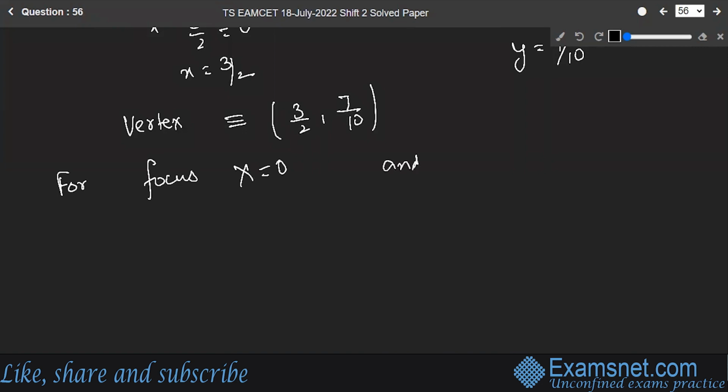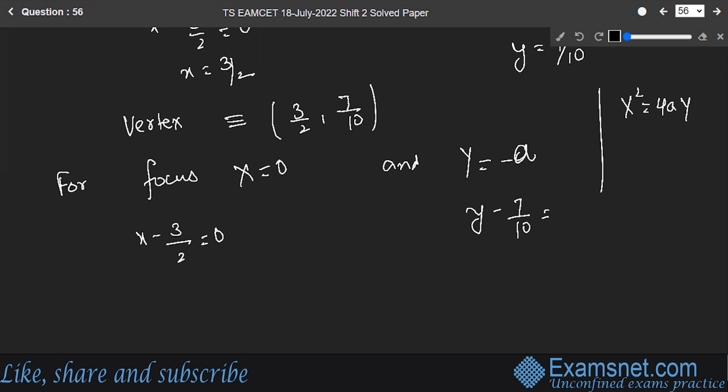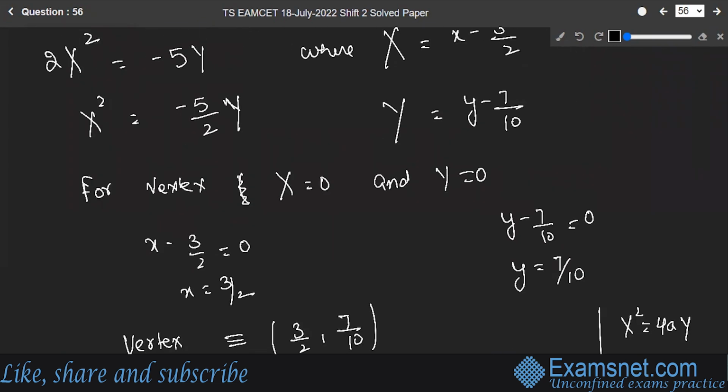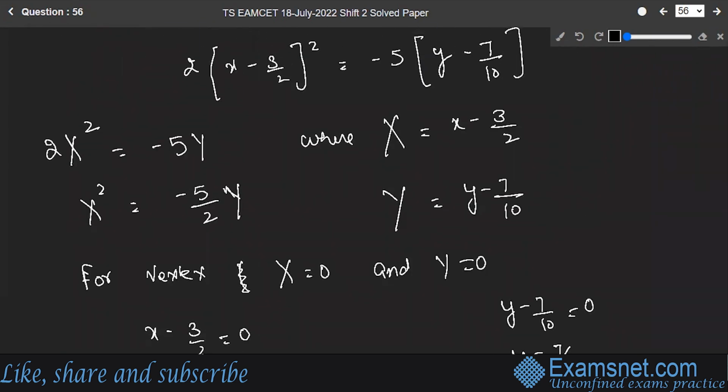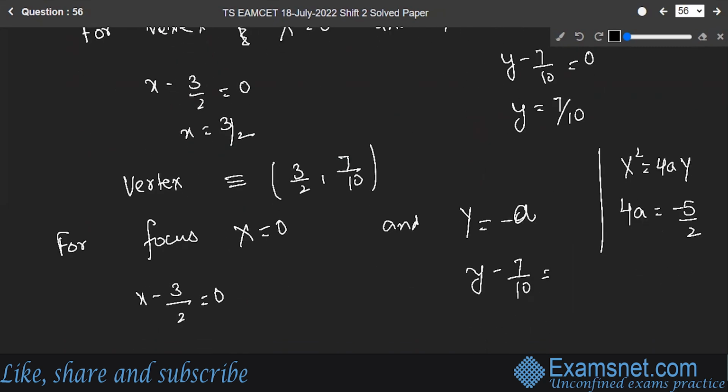Now for focus. X is 0 and Y is equal to minus a. So x minus 3 by 2 is equal to 0 and y minus 7 by 10 is equal to minus a. You have X square is equal to 4aY form. So 4a is equal to minus 5 by 2. Look over here, this was the equation. 4a was equal to minus 5 by 2, which gives you a is equal to minus 5 by 8.